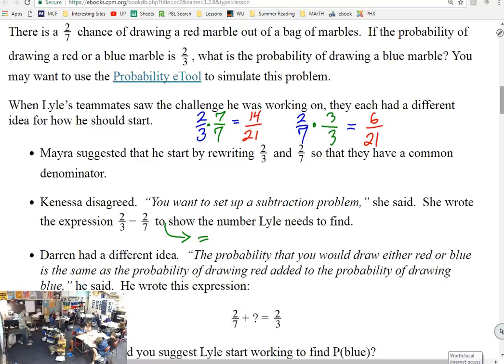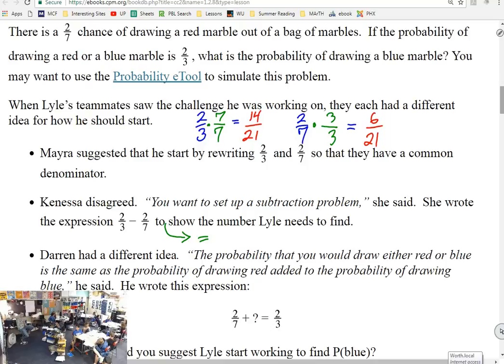I did not mean to get you guys all quiet, but since you did, okay. Mina. So we followed Myra just because I was asking people questions. Kennessy disagrees and says you want to set up a subtraction problem. Do you agree with Kennessy or do you move on to Darren? I think you should do a subtraction problem, but not with those numbers. Ooh, so okay.